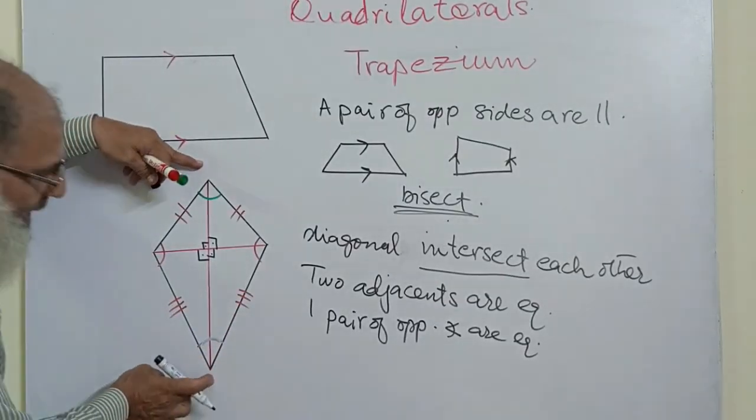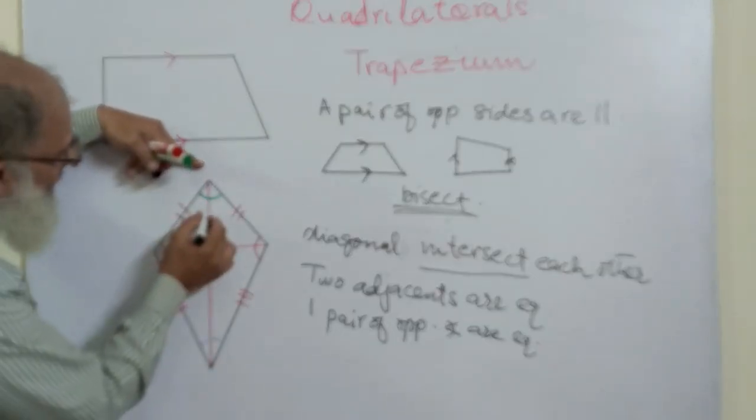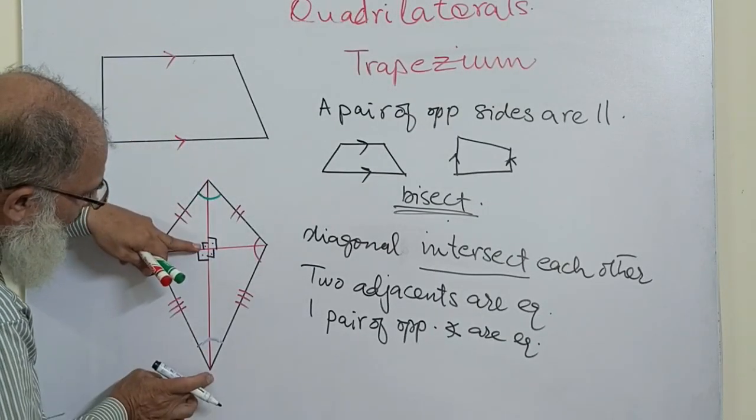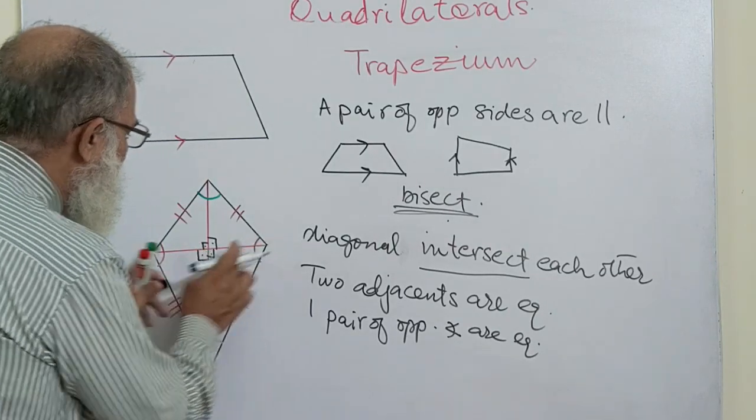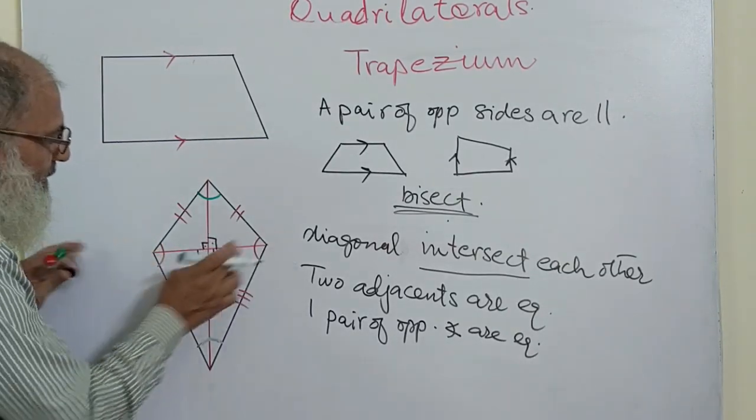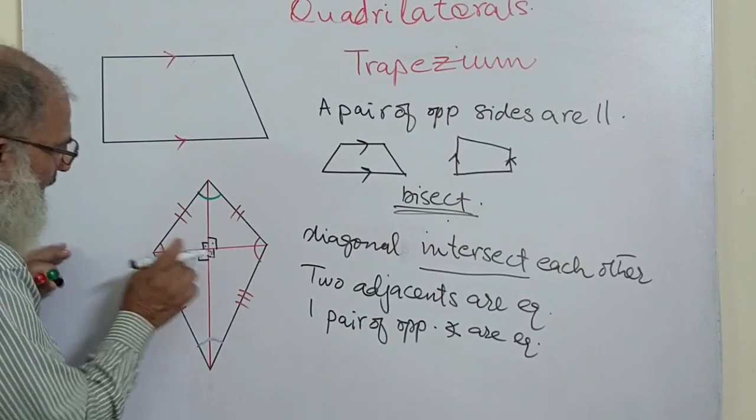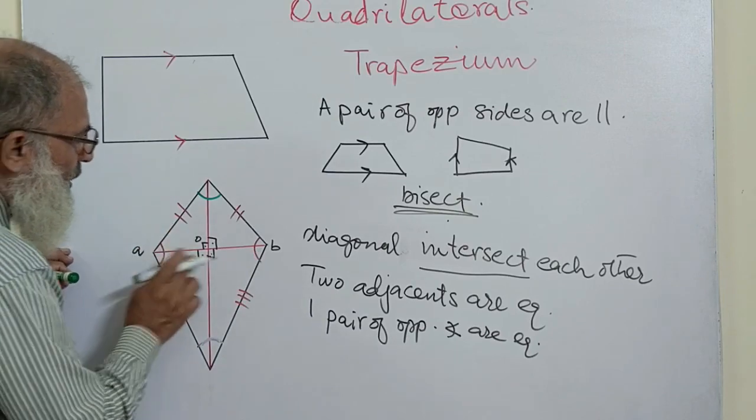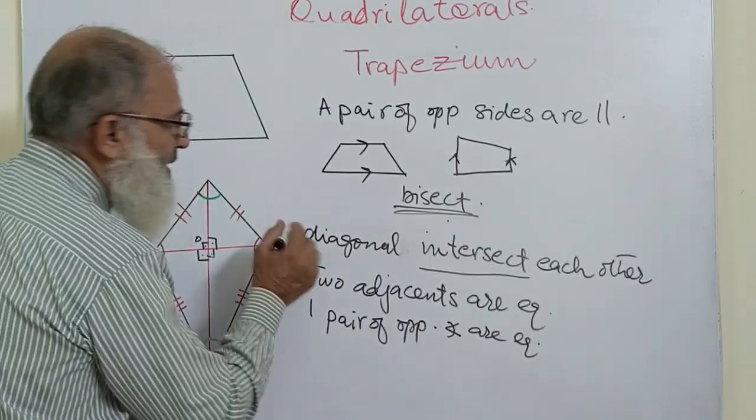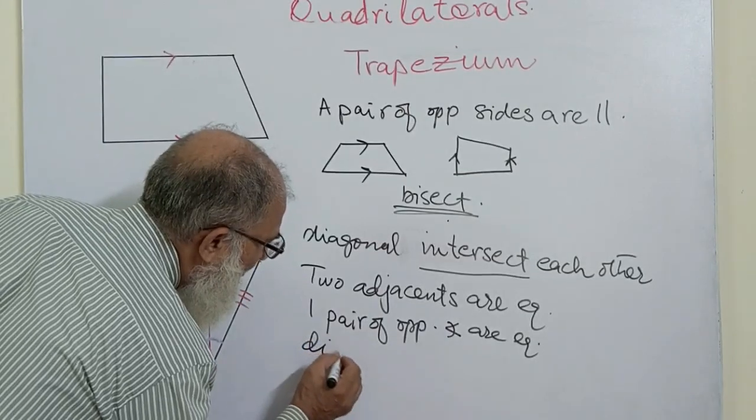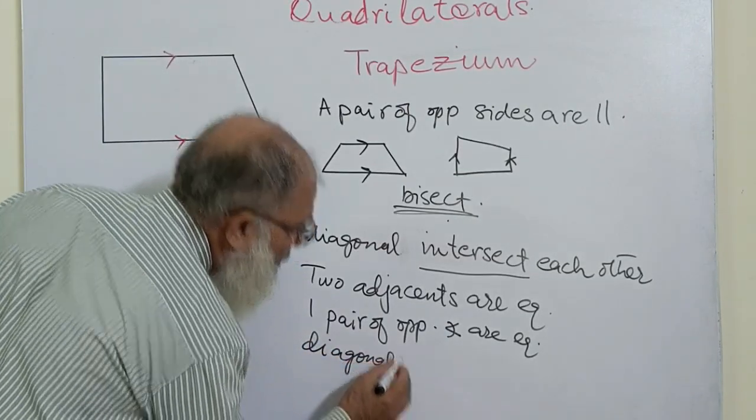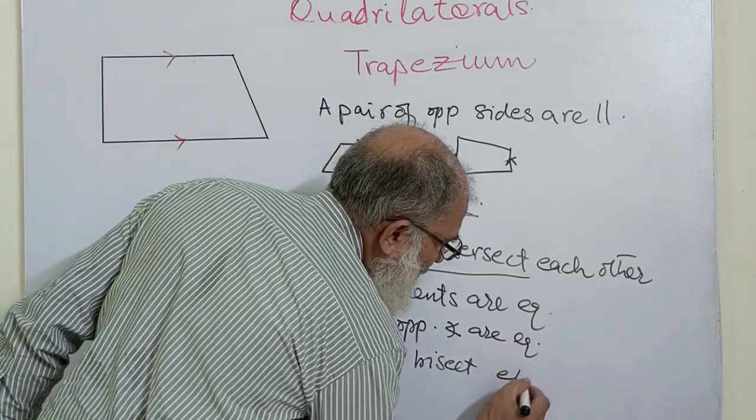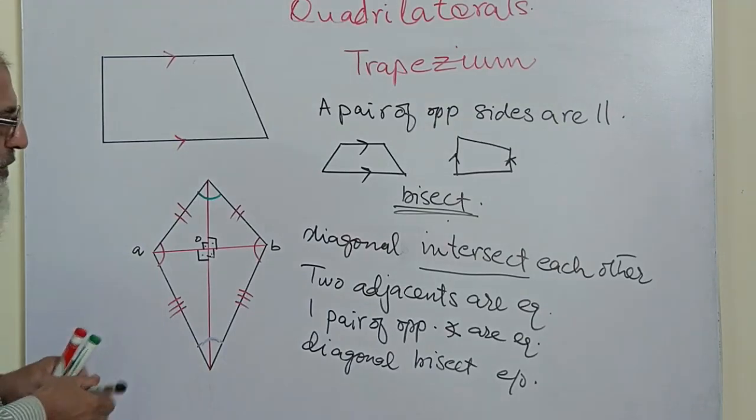Now you see that this diagonal intersects. Now this is the shorter line, from here to here, and this is the longer line. But whereas in the other diagonal, these two parts are equal. If I write here AOB, now AO is equal to OB. That means one diagonal also bisects the other. Okay, now these are the properties of the kite.